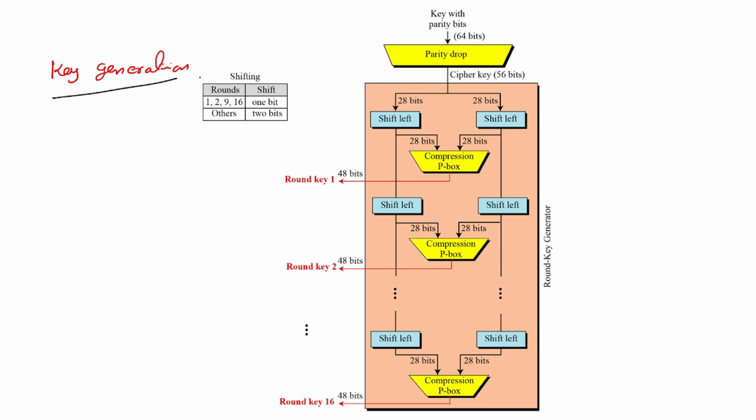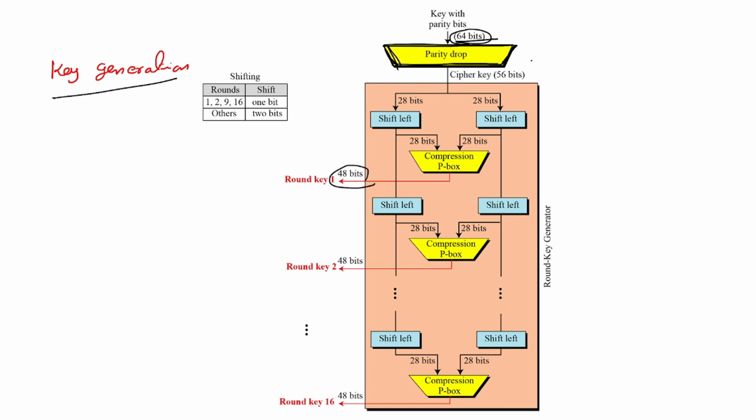So the cipher key size is 64 bits. From these 64 bits we need to generate 16 48-bit round keys. This is the procedure to generate the round keys. The 64-bit cipher key will be given as input to the parity drop permutation table. This is the parity drop permutation table here. From the design of this box, you can observe that this is a compression P box.